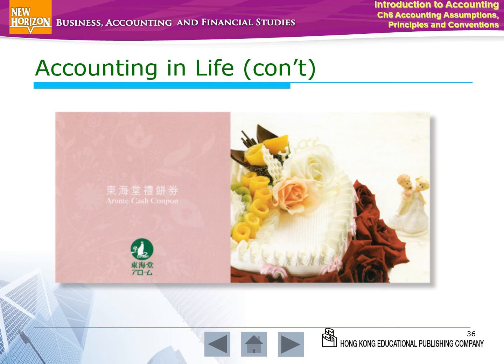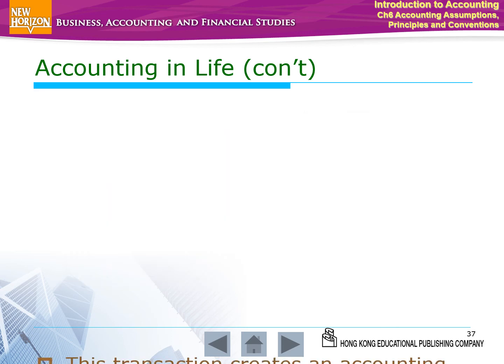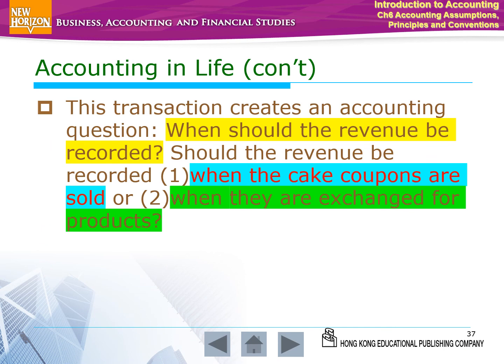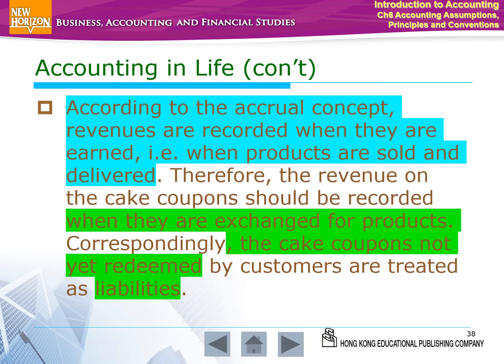Okay, an example of a cake cash coupon. The important thing is this transaction creates an accounting question. When should the revenue be recorded? Should the revenue be recorded, case one, when the cake coupons are sold? Number two, when they are exchanged for products. Which one should be correct? According to the accrual concept, revenues are recorded when they are earned. The keyword is earned. That is when the products are sold and delivered.